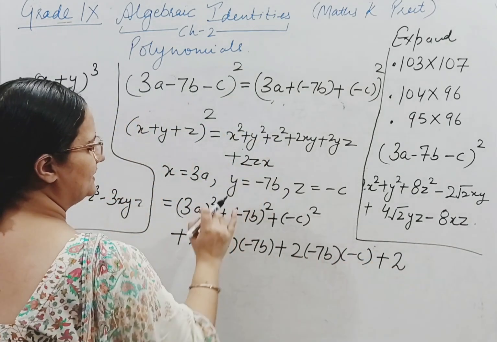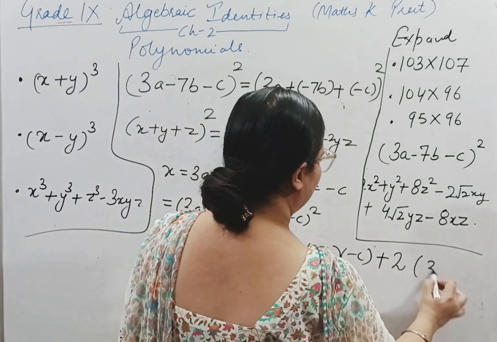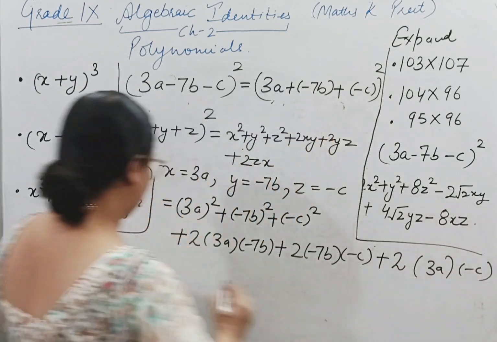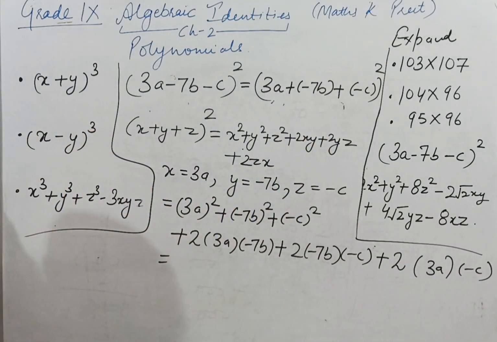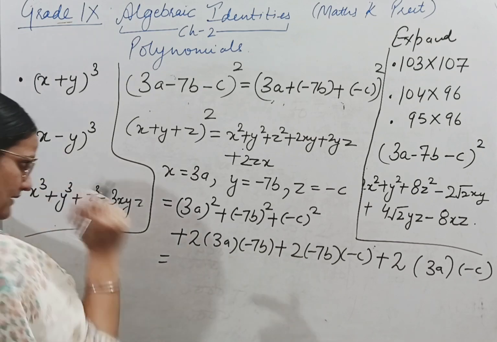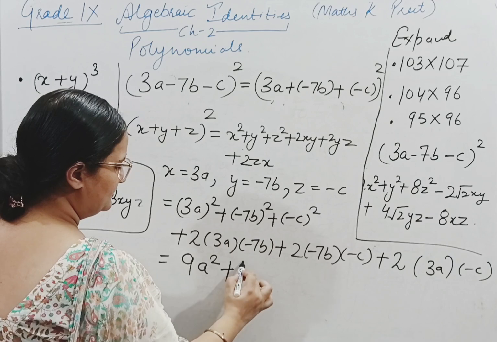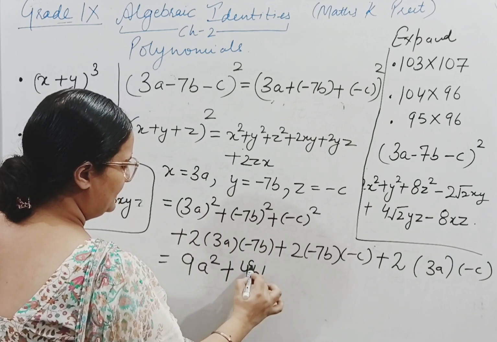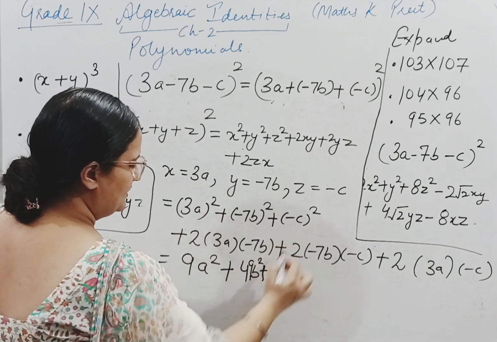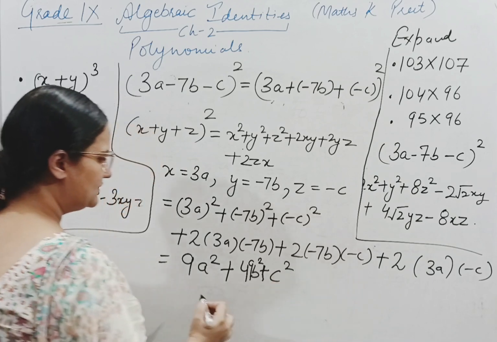Plus 2 of xz, or zx. What is x here? 3a, and what is z? Minus c. So we can solve this. So my answer is 9a square, 7 sevens are 49, minus minus is plus. So plus 49b square plus minus minus is again plus c square.